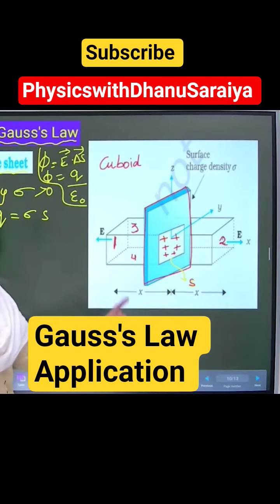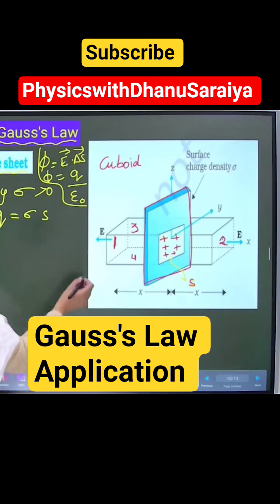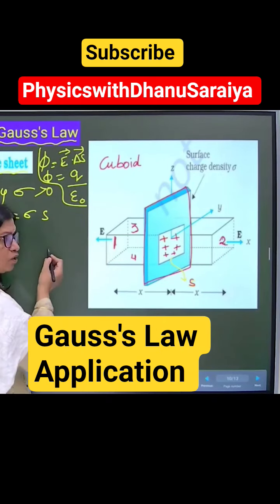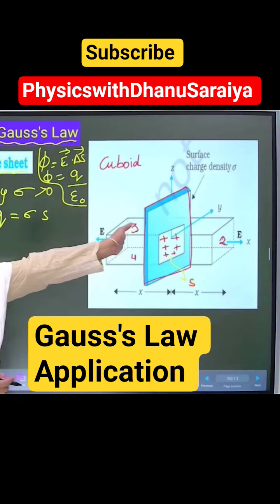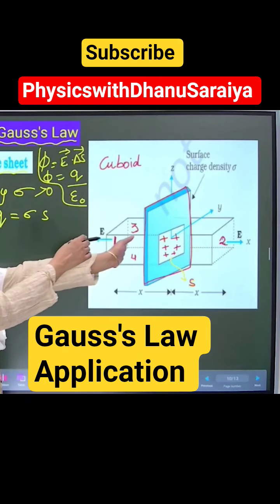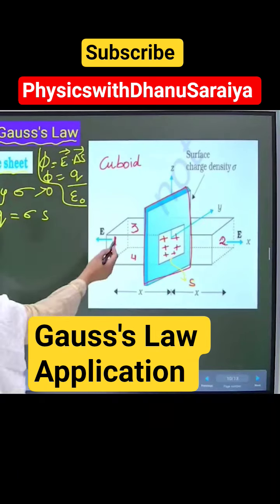Area element for this portion of the cuboid. Okay, so E is already given to us in this direction. Why is it given to us in this direction? Because the sheet is like this, so according to the rule, the direction of the electric field should go outwards. So the electric field is this side.